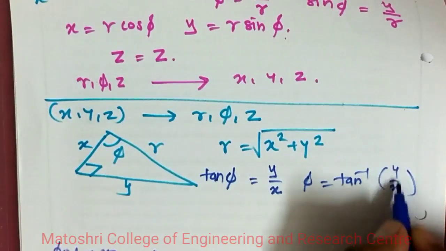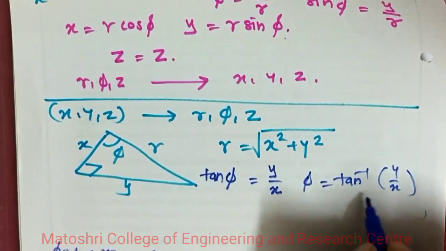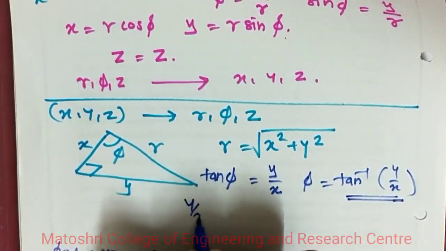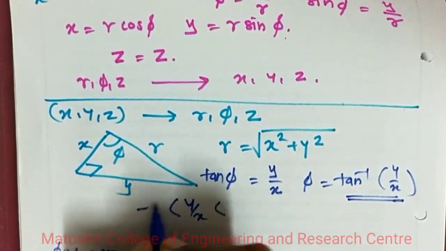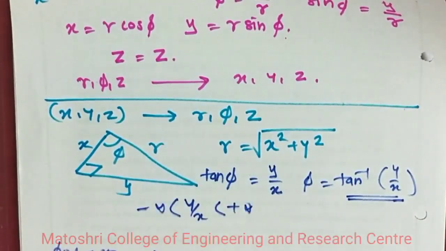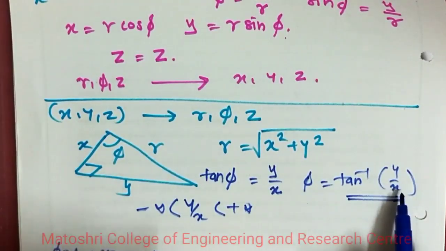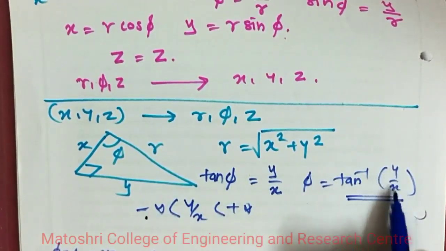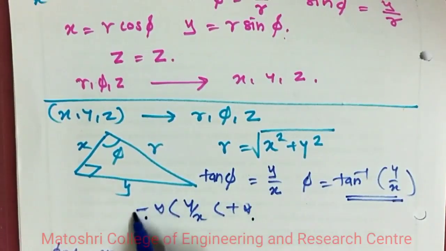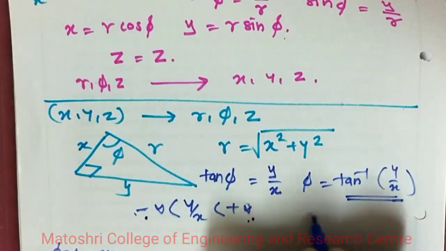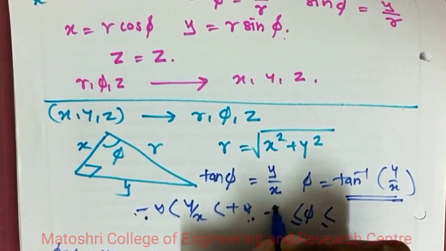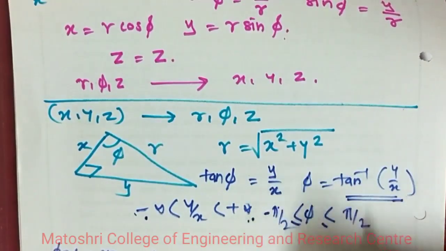So depending on the values of y and x, the tan phi, y by x, will vary. Y by x can vary from minus infinity to plus infinity. If x is 0, it is infinite. If y is negative or x is negative, the net value is negative. If both are positive, then it is positive. So it varies from minus infinity to plus infinity, and at that time the angle phi will vary from minus pi by 2 to plus pi by 2.